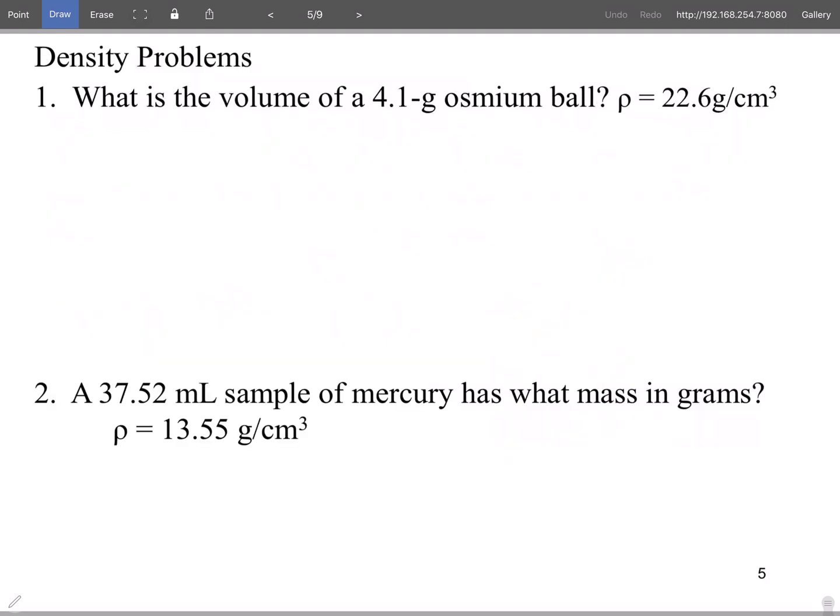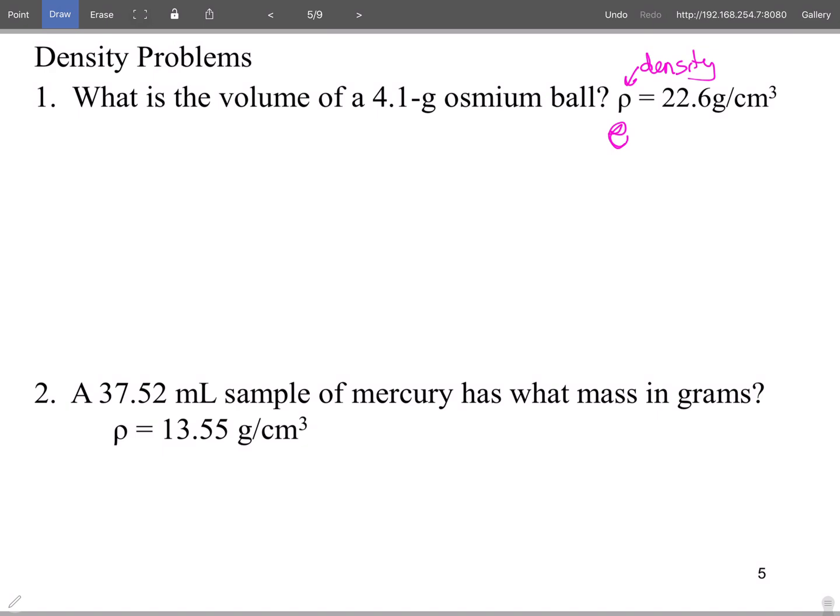Now we can look at it a variety of different ways. As we work problems, you can set up ratios. I'm going to start you into dimensional analysis, more about that later. But I'm going to set it up as units canceling. So what is the volume of a 4.1 gram osmium ball? Well, this Greek symbol rho is the symbol for density. It's like the funky P. When I write it, I make it loopy. But that's a density.